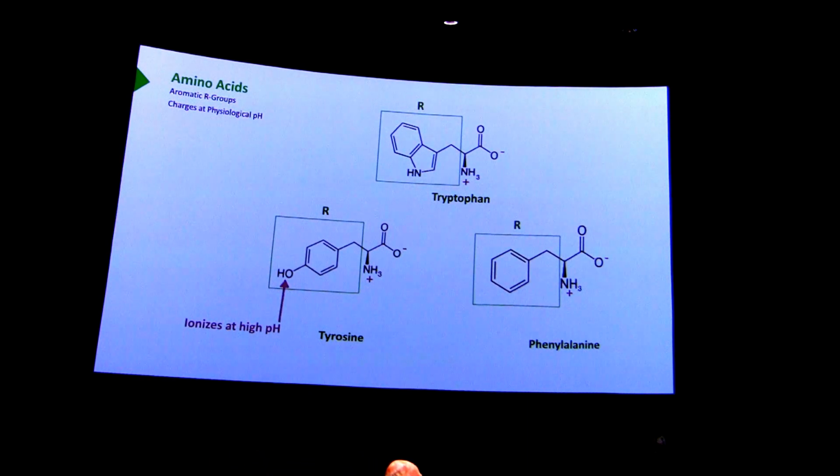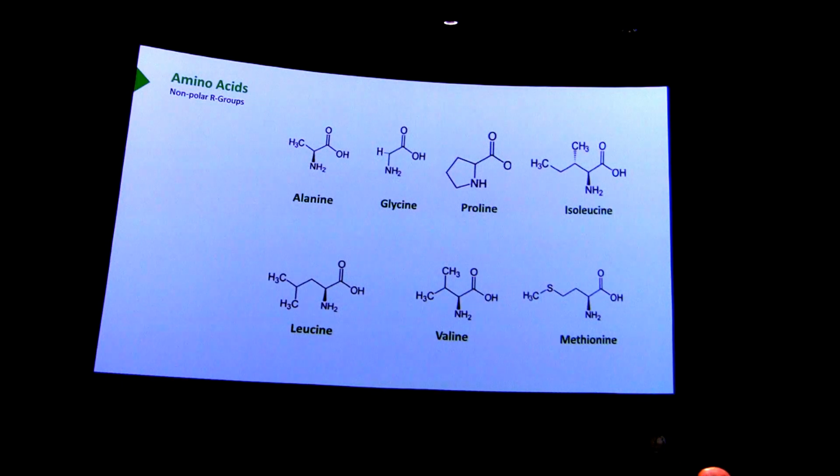Notice that tyrosine at very high pH will ionize. Remember, the pKa value was 10.5 for the hydroxyl group, a high pH value. Here are the nonpolar ones: alanine, glycine, proline. There's that proline I told you about. Proline has an R group that comes around and attaches to the alpha amine.